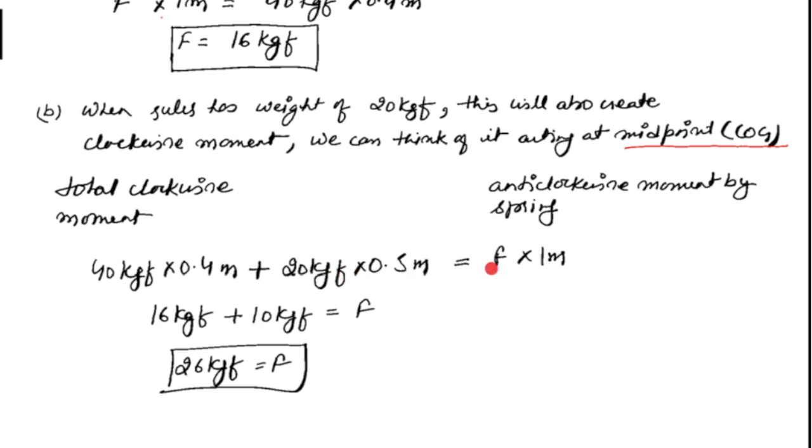These moments will be equal to the force by the spring into 1 meter, because the spring has not changed its distance. It will remain there, so F into 1 meter. Now this will come as 16 kgf meter, plus this will come as 10 kgf meter, and the units will cancel out. Now we can get F equal to 26 kgf. So now the reading has increased. Previously it was 16, but now because there is a mass of the scale also, it has increased by 10. So the force reading by the spring will be 26.